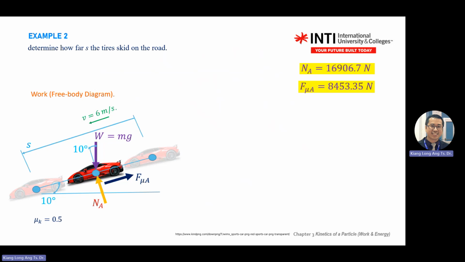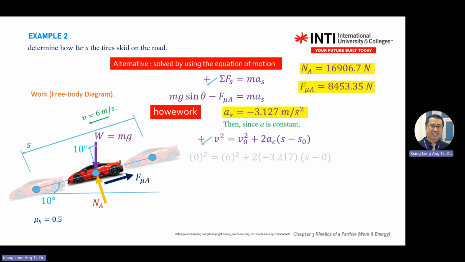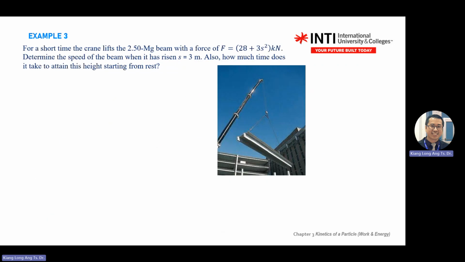So I also covered example 2 with the chapter 2 answer. You can solve by F equals MA if you want, you get the same answer. Okay.